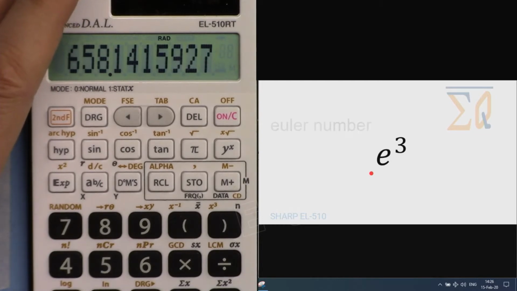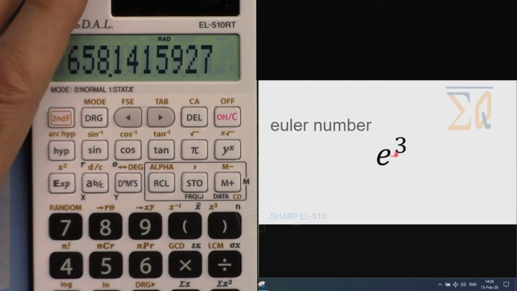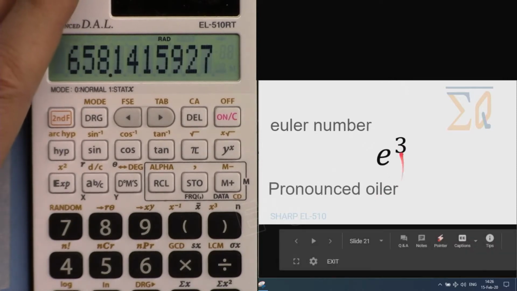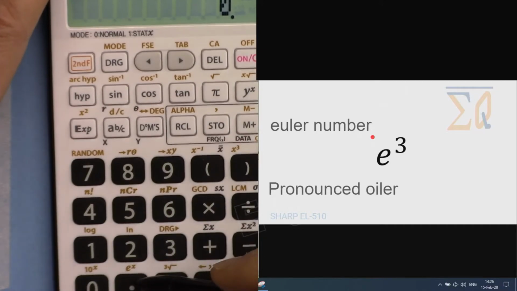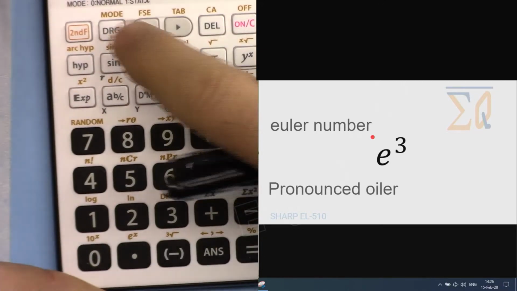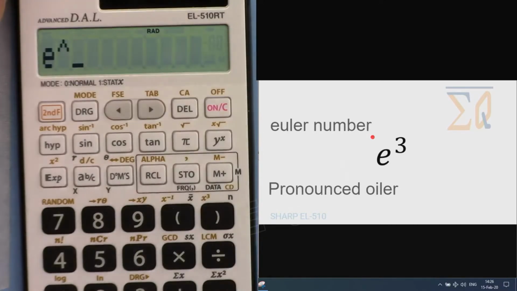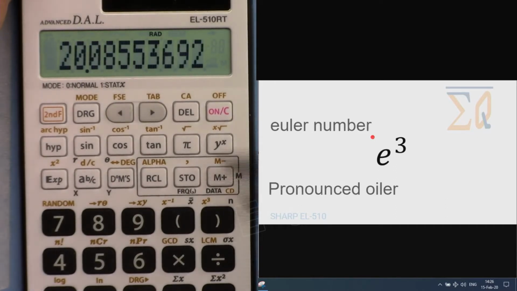Euler number is written like that, the e to the power 3, and it's pronounced Euler, O-I-L-E-R. To use that, because Euler is used a lot as a base, we have a dedicated button with second function, e to the power, and then now I can enter 3, and that's the value.